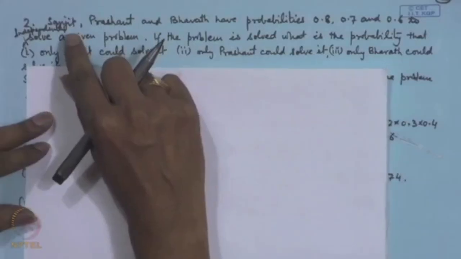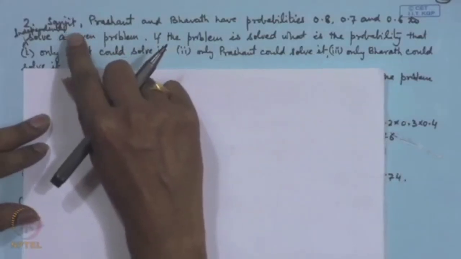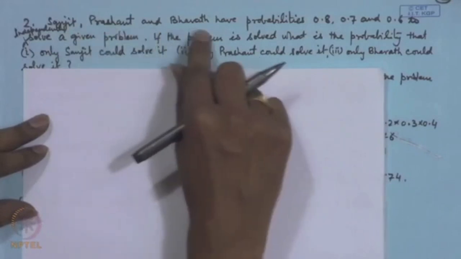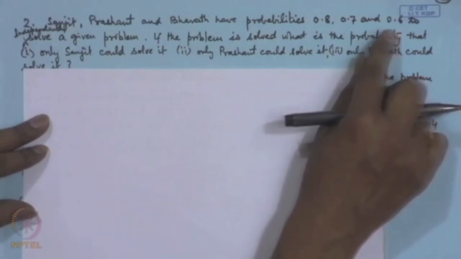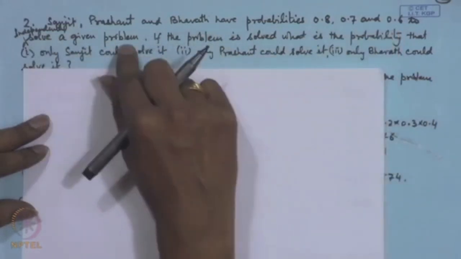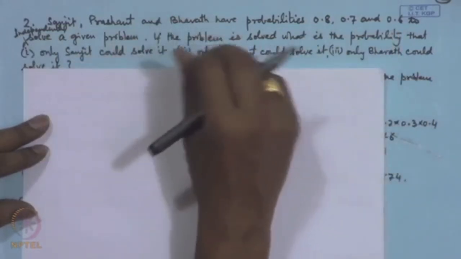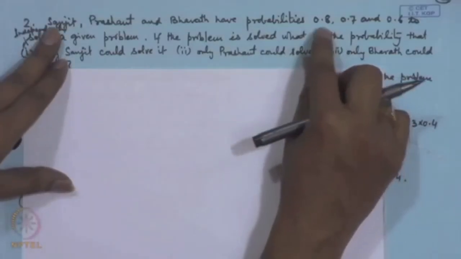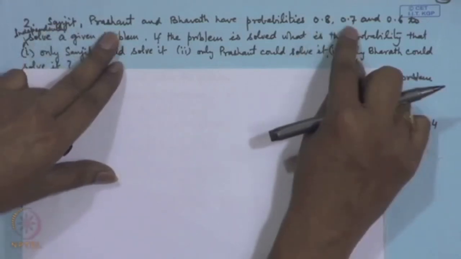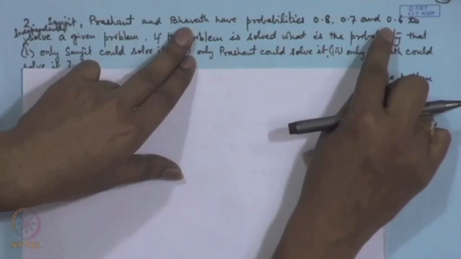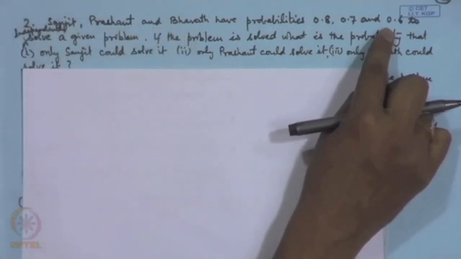So, there are three students, let us call them Sanjeet, Prashant and Bharat. They have probabilities 0.8, 0.7 and 0.6 to independently solve a given problem. That means they are attempting the problem independently, and therefore, whether one is able to solve it or not has no effect on the other. So, probability that Sanjeet will be able to solve the problem is 0.8, Prashant will be able to solve the problem is 0.7, the probability that Bharat will be able to solve it is 0.6.